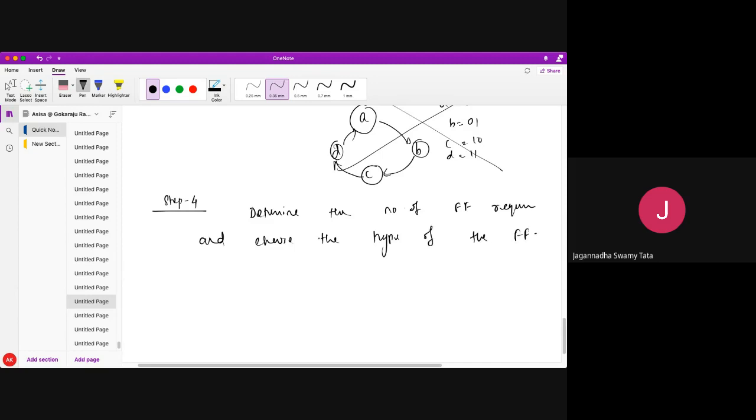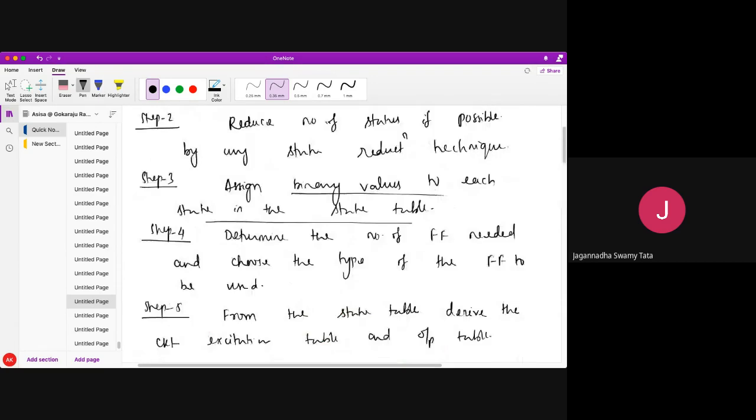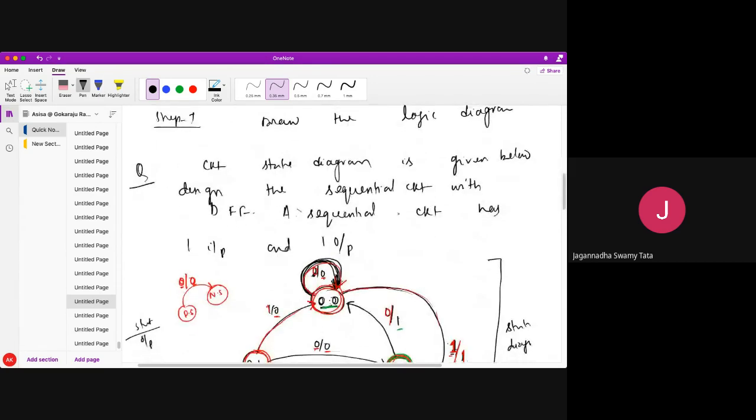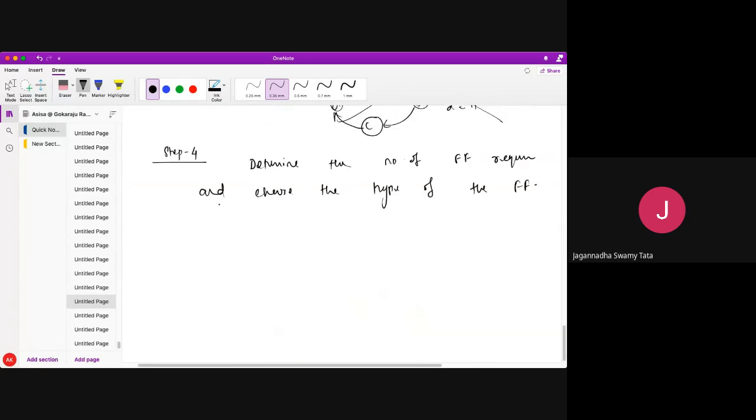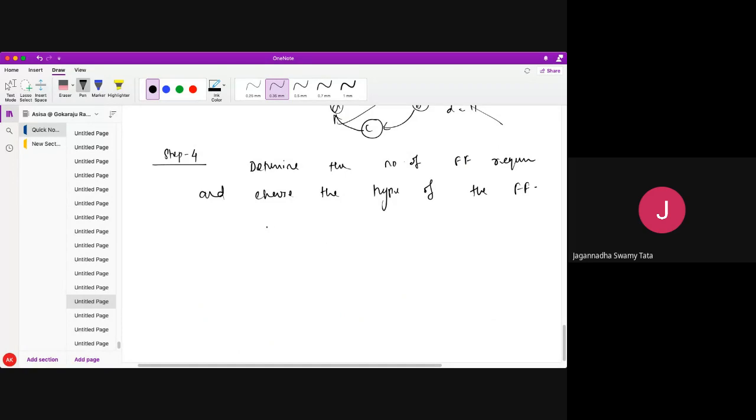Here in the question, it has already been given. Here the circuit state diagram is given below. Design the sequential circuit with D flip-flop. Already in the question it has been given to you: design the sequential circuit using D flip-flop. So the type of the flip-flop is already given in the question, so you cannot change it. Type of the flip-flop is D flip-flop.